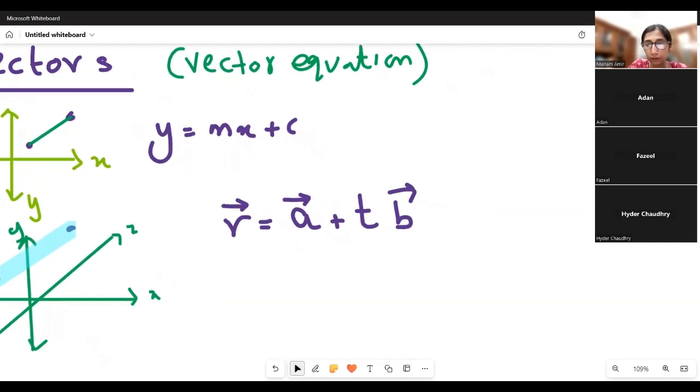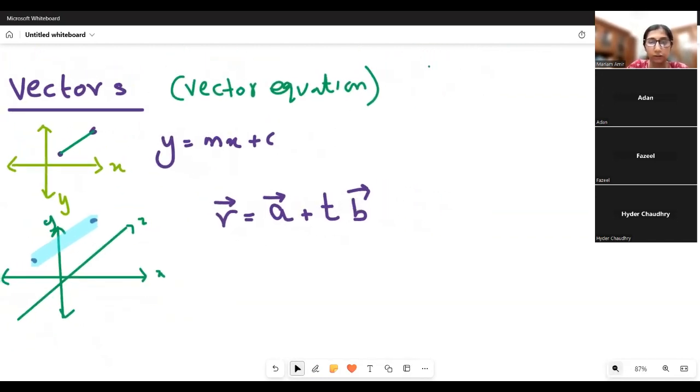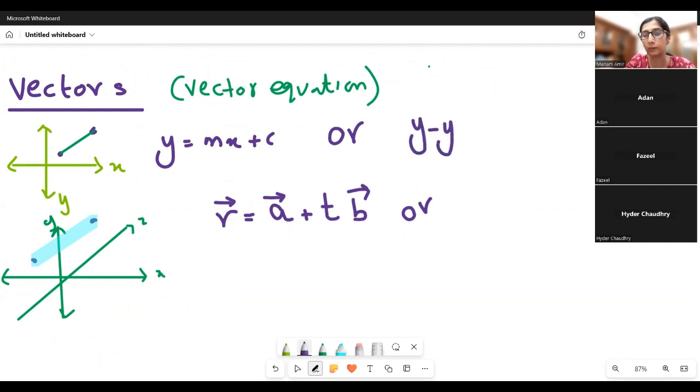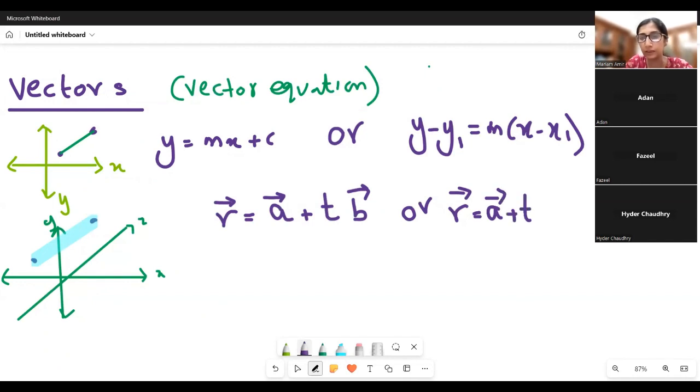Or another equation, if you remember from O levels, we could also do it this way, it was called point slope form, y minus y1 is equal to m(x minus x1). So similarly here you'll have r equals a plus t times (b minus a).